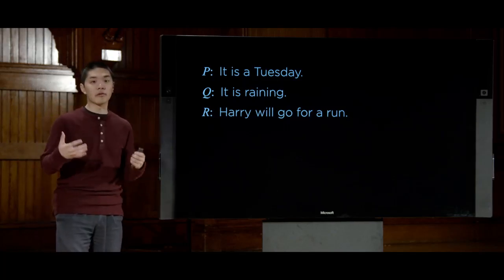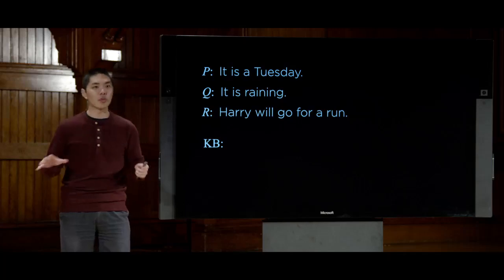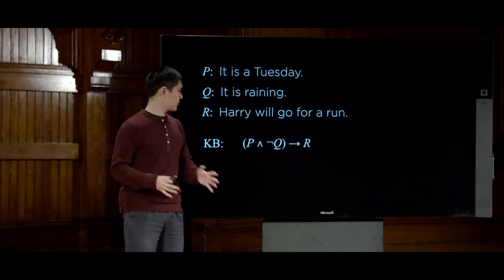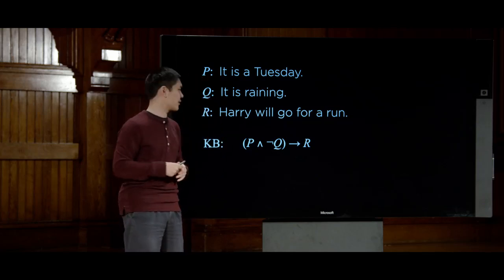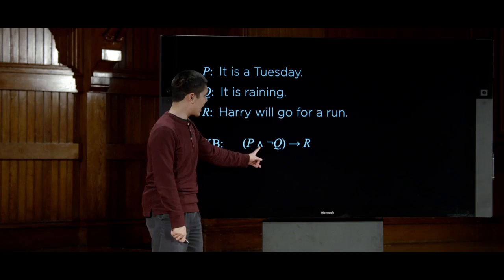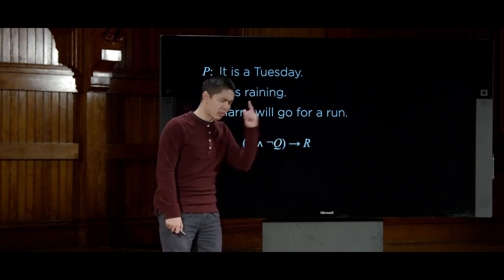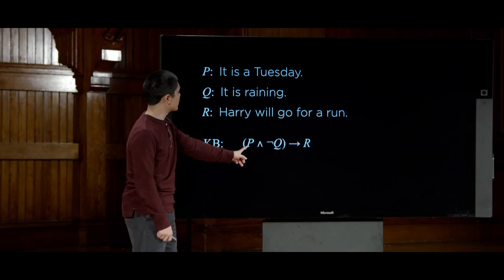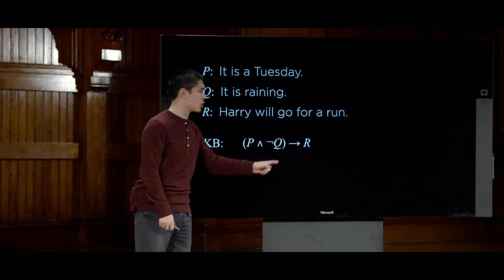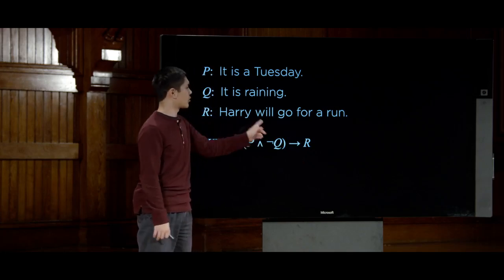Now we'll give ourselves, or an AI, access to a knowledge base, abbreviated to KB, the knowledge that we know about the world. We know this statement. All right, so let's try to parse it. The parentheses here are just used for precedence, so we can see what associates with what. But you would read this as P and not Q implies R. All right, so what does that mean? Let's take it piece by piece. P is it is a Tuesday. Q is it is raining. So not Q is it is not raining. And implies R is Harry will go for a run.